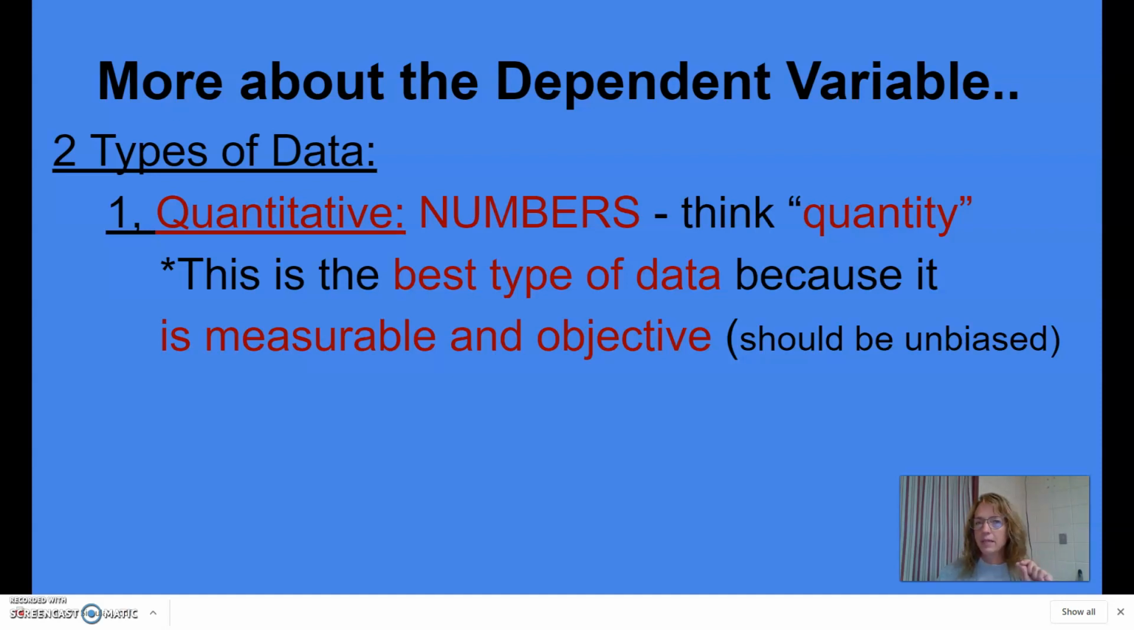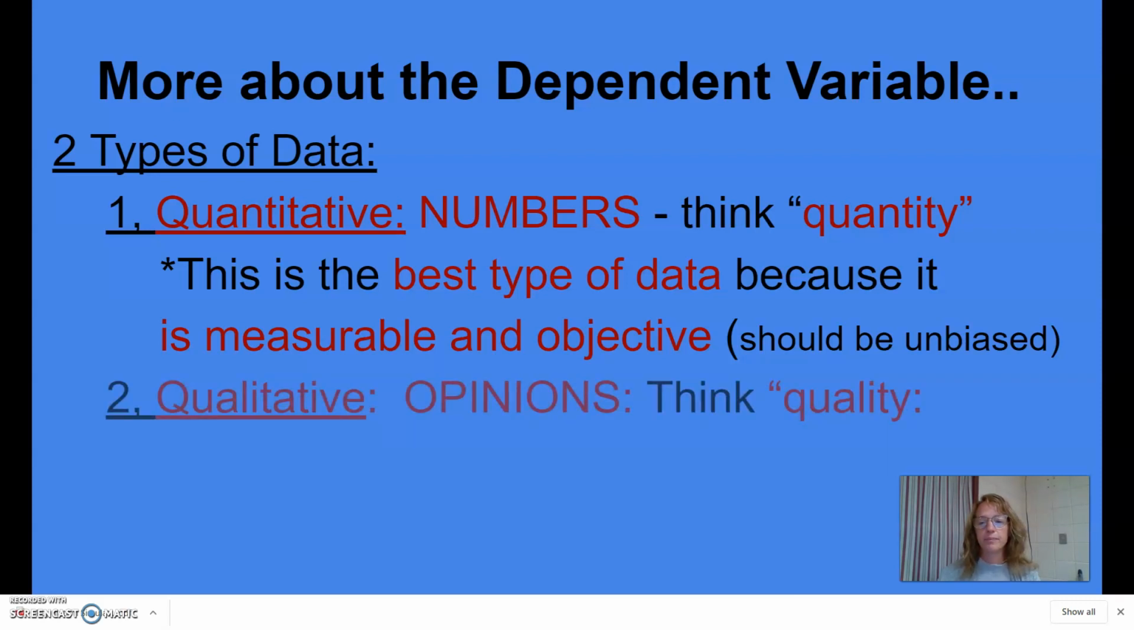You could bias the growth of your plant. Maybe when you read the meter stick or ruler, you're going to kind of subconsciously round up. So there is bias in everything, and we'll talk about that more later. But quantitative data should be objective and unbiased.